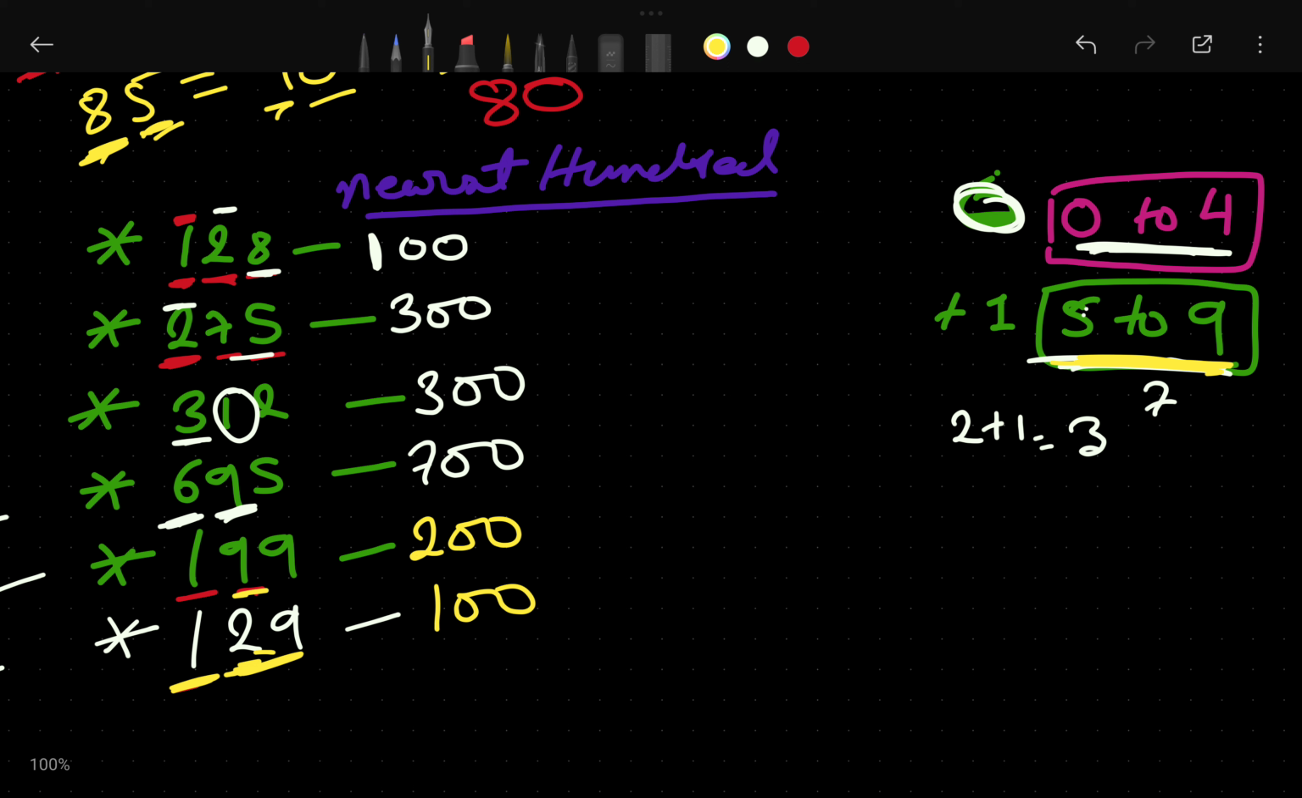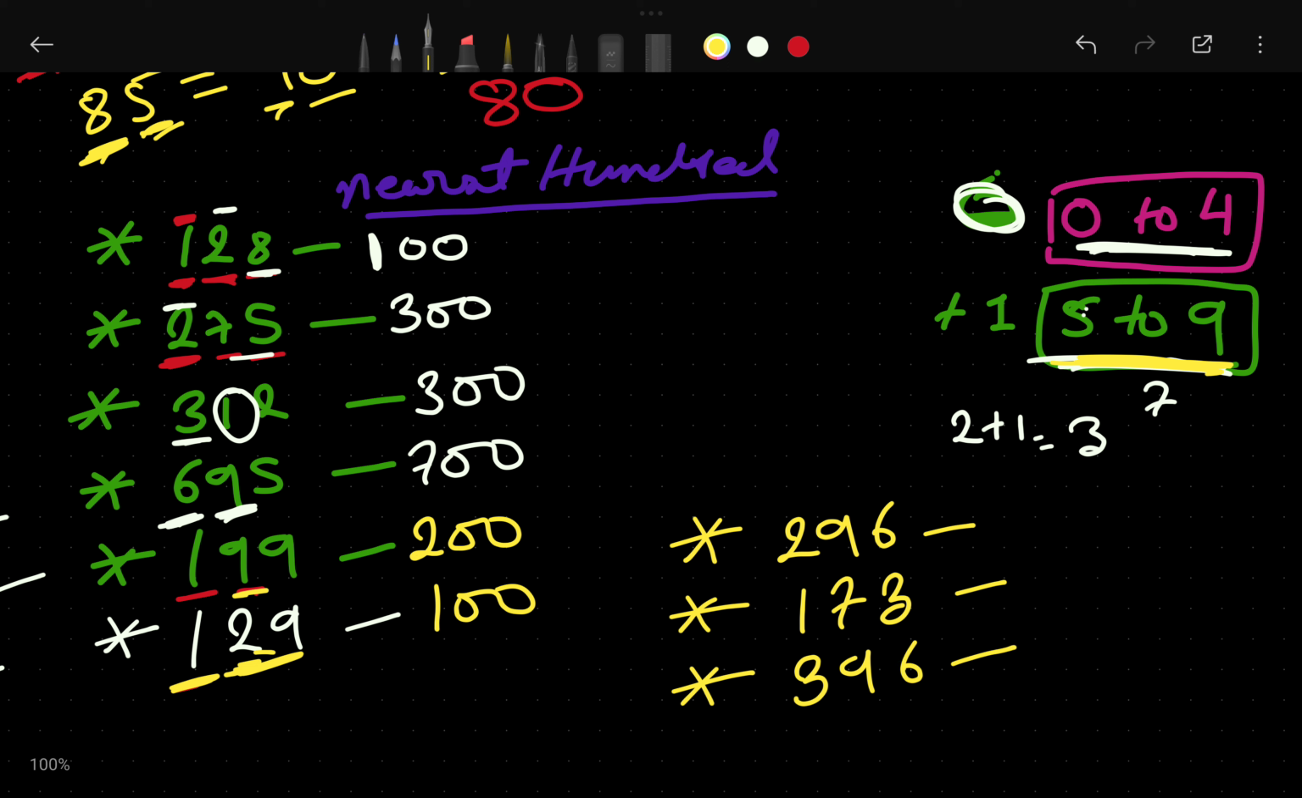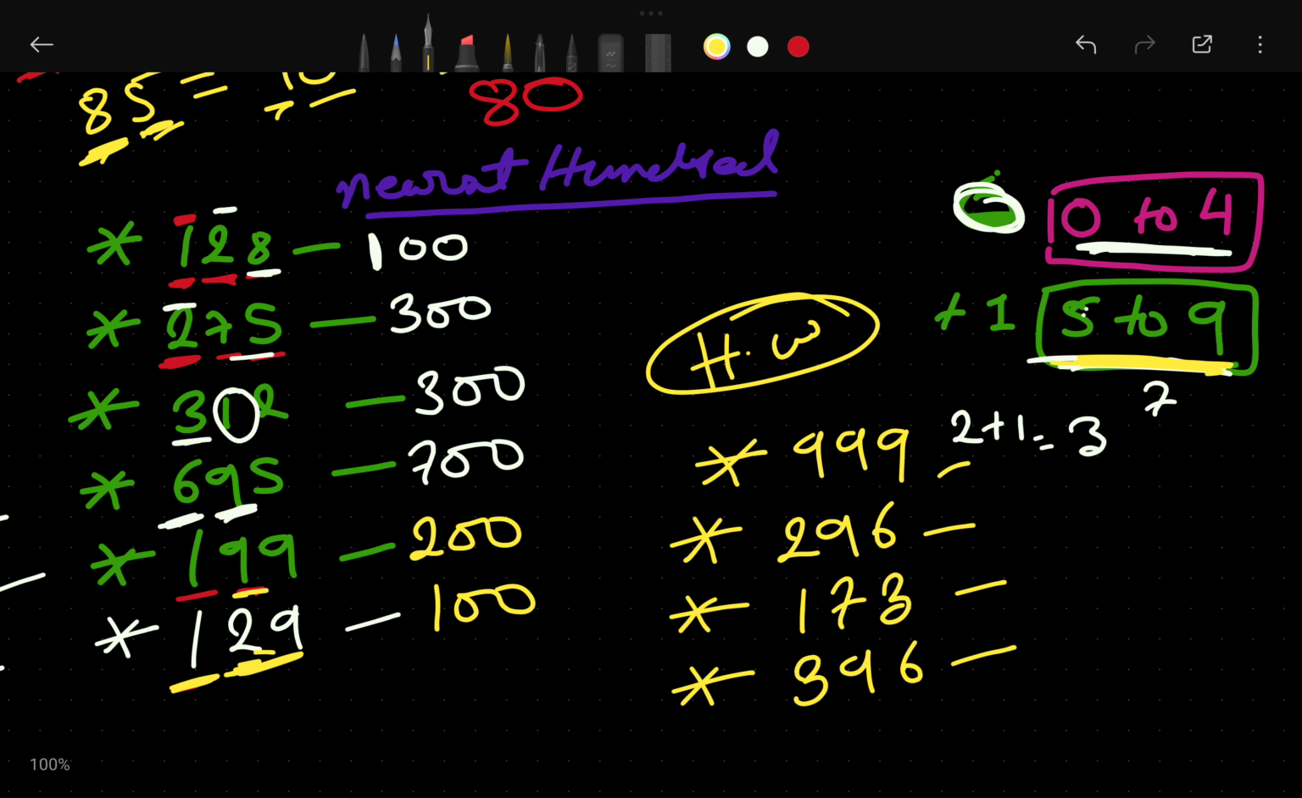Okay, I hope you understand this question, and if you understand, then you have to comment the answer of these questions, like 296, 173 and 396, and one more question, 999. You have to just answer these questions in the comment box.